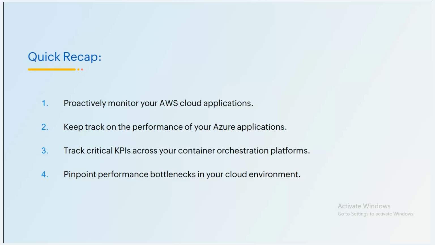We also talked about tracking critical KPIs for container orchestration, whether you're using Kubernetes or other platforms. Monitoring these KPIs helps you spot issues early and take corrective actions before they escalate. And finally, we talked about how to pinpoint performance bottlenecks in your cloud environment. Continuous monitoring allows you to detect slowdowns, troubleshoot problems, and identify areas where performance improvements are possible. With these capabilities, you will be able to have better visibility and control over your cloud applications, ensuring optimal performance and reliability. I hope this session gave you some valuable insight to take away.